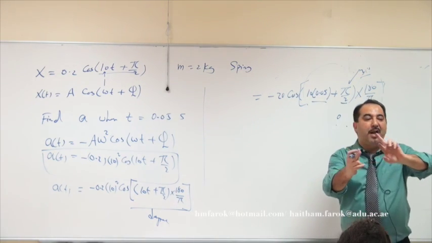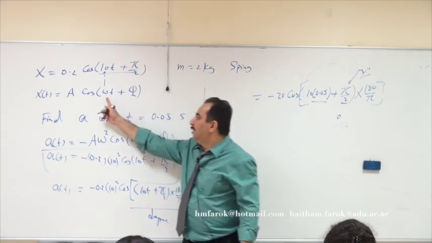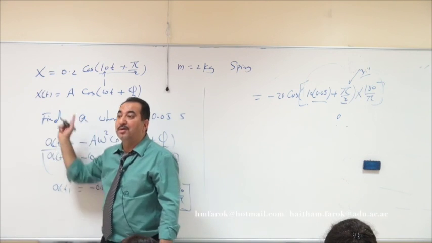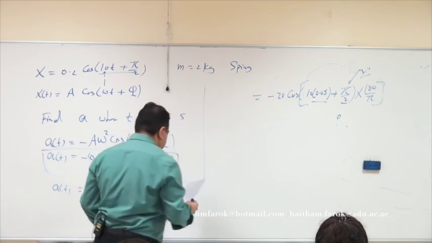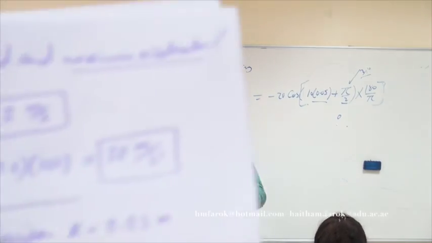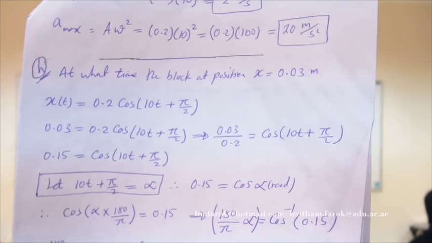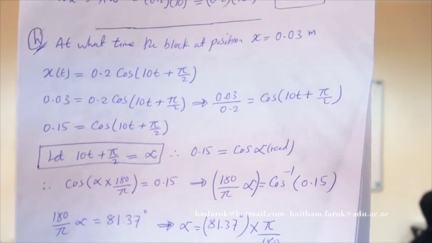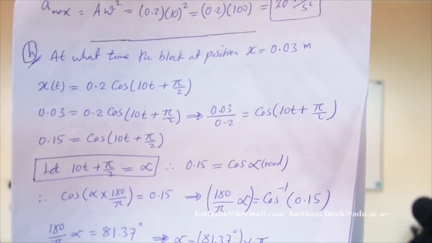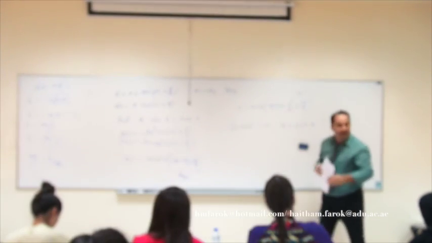Now, I'll do something opposite. The t is unknown. You want the x or the v, yes? Like part H. H says, at what time is the block at position 0.03? At what time is x 0.3 meters? Okay?